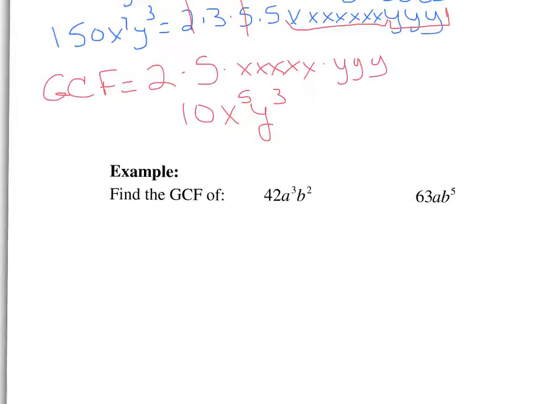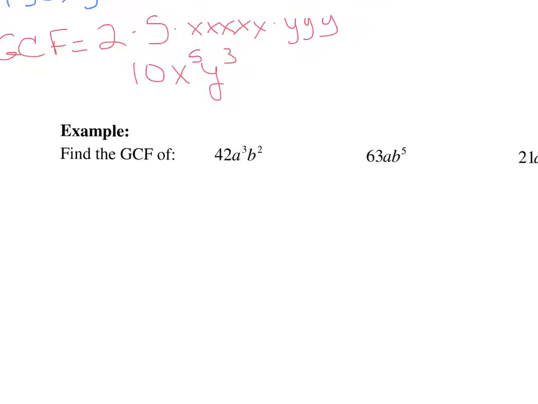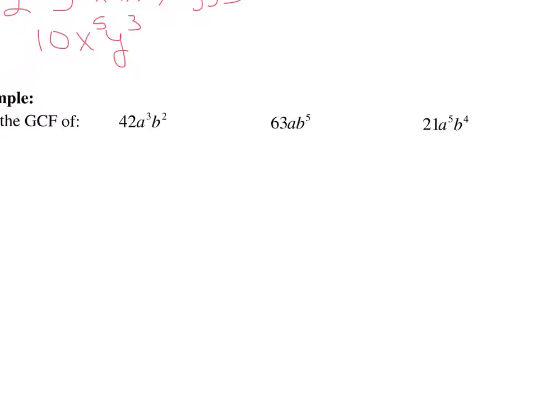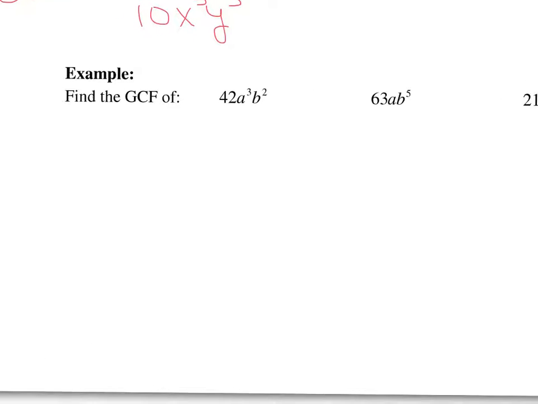Now we're going to find the GCF of 42 a cubed b squared, 63 a b to the 5th, and 21 a to the 5th b to the 4th. So let's write out.